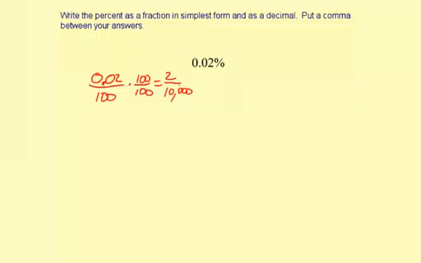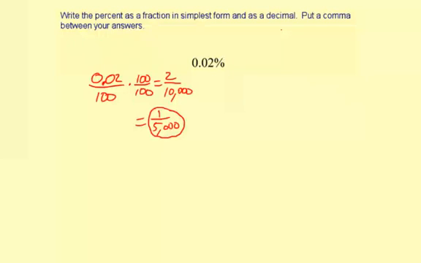And this can be reduced by a factor of 2. So I'm going to get 1 to, let's see, 10,000 divided by 2, that's 5,000. So 1 to 5,000, that's the fraction in simplest form.